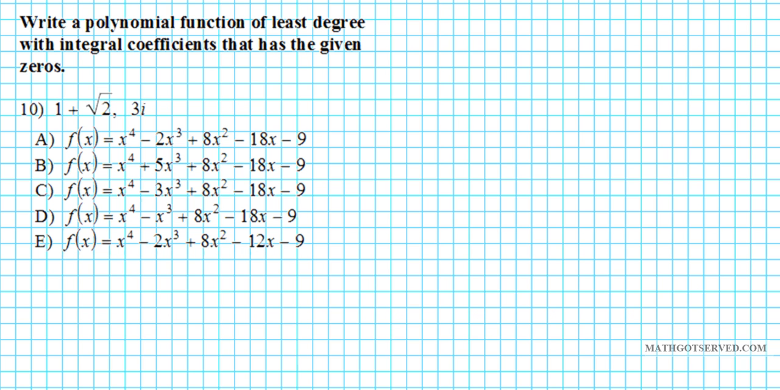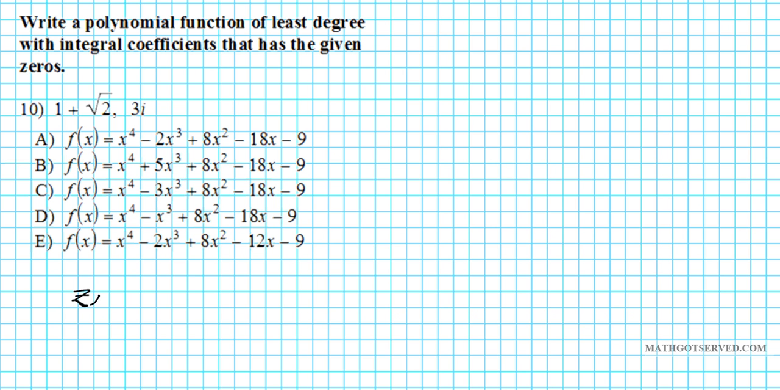All right, let's take a look at problem number 10. We have to write a polynomial function of least degree with integral coefficients that has the given zeros. Okay, so we're given two zeros here. One is irrational, the other is imaginary. Now, one thing you want to note is that irrational and imaginary roots come in conjugate pairs. So even though we're given two zeros here, the polynomial with least degree that has these two zeros must also have their conjugates as zeros.